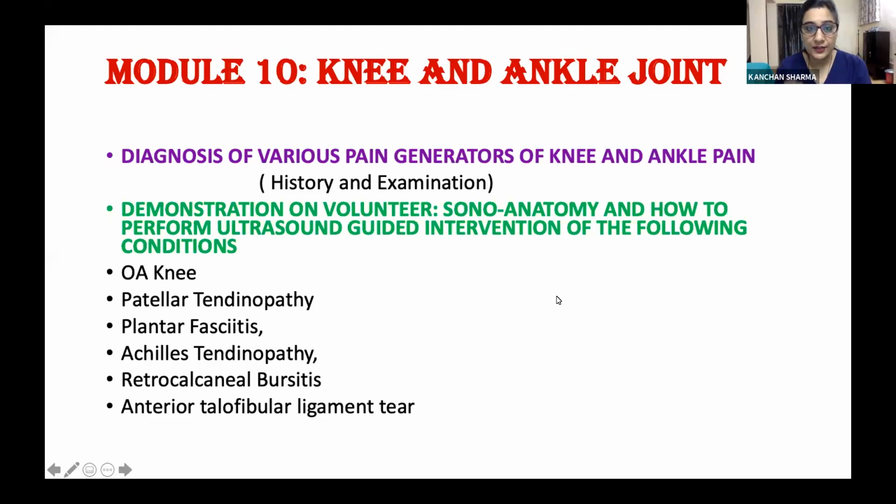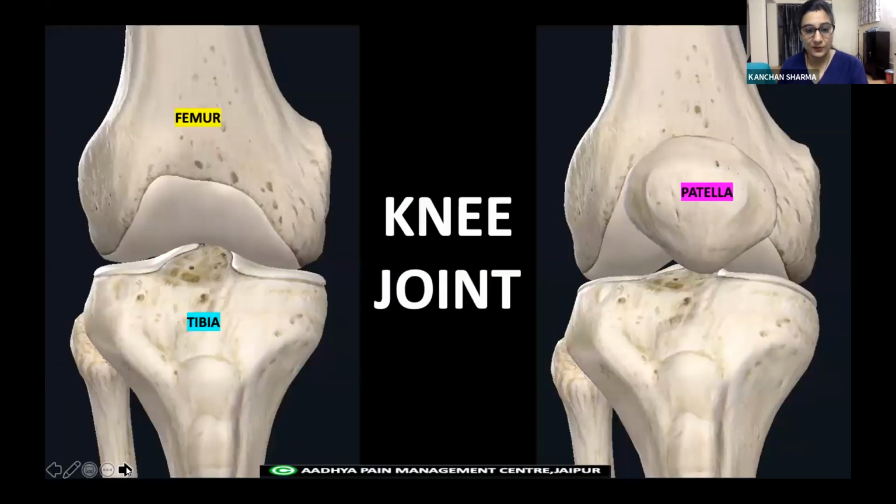We will be learning today the basics, only the basics, so that if our basics are strong, our foundation is going to be very strong. Fine. So I am going to start with the anatomy first.